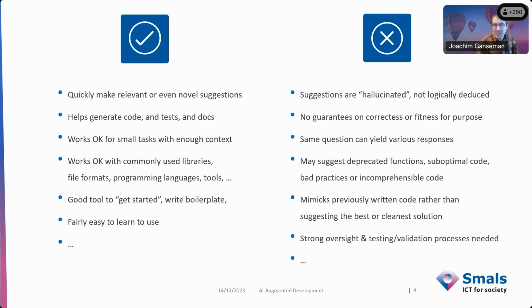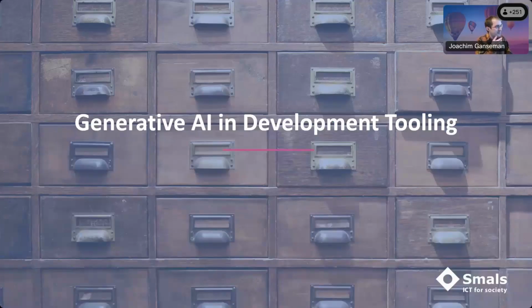So it's very important to keep a very strong oversight and to have a strong testing and validation process in the background. Don't just accept this code as is. All the code that's generated should be validated, tested, read, and understood. That's the most important takeaway, let's say, in general.